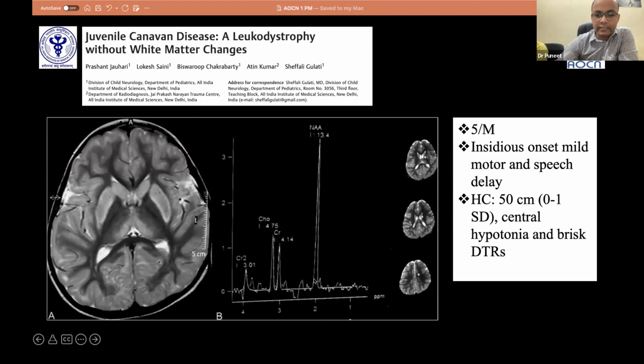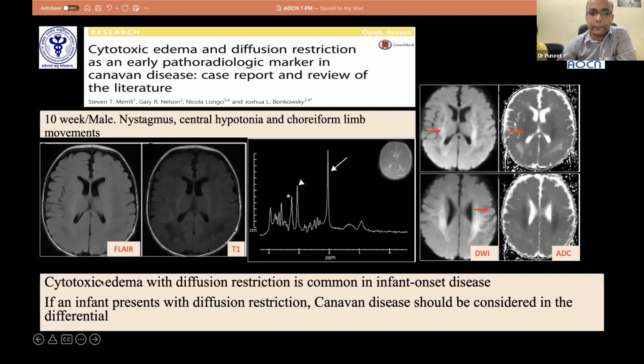The MRI shows a high peak at the NAA peak, which confirmed the diagnosis of Canavan's disease, and later on genetics also showed the pathogenic mutation. So this is an atypical presentation of Canavan's disease, in that the globus pallidus is spared, and we find there is no white matter involvement. Even the subcortical as well as the deep white matter appears to be spared.